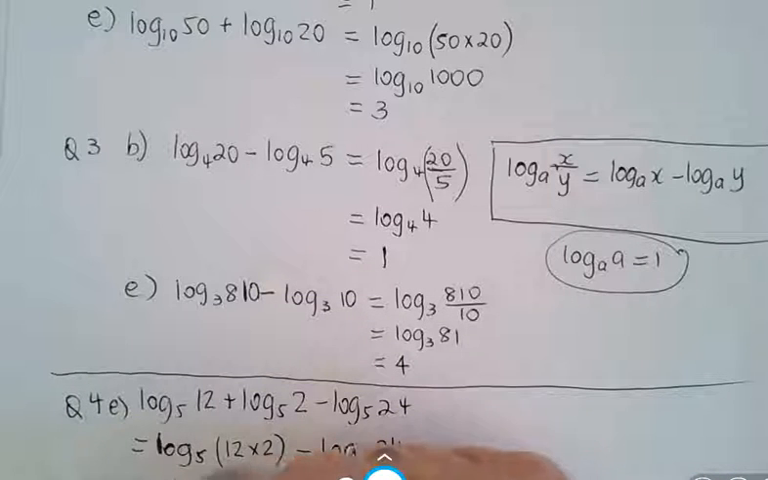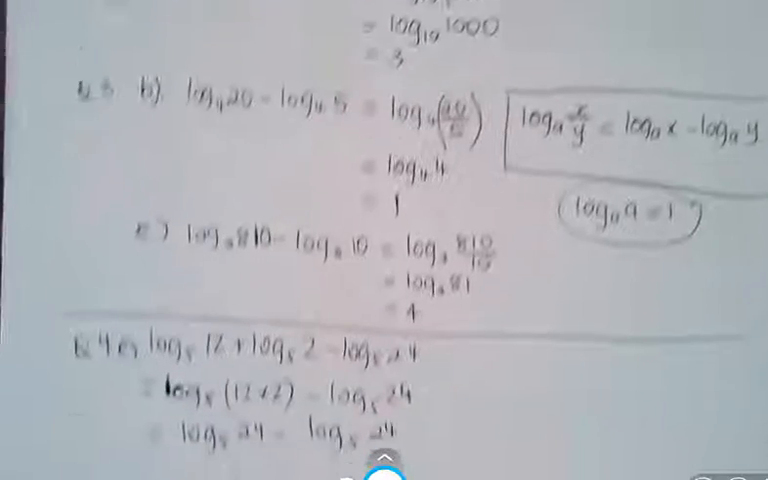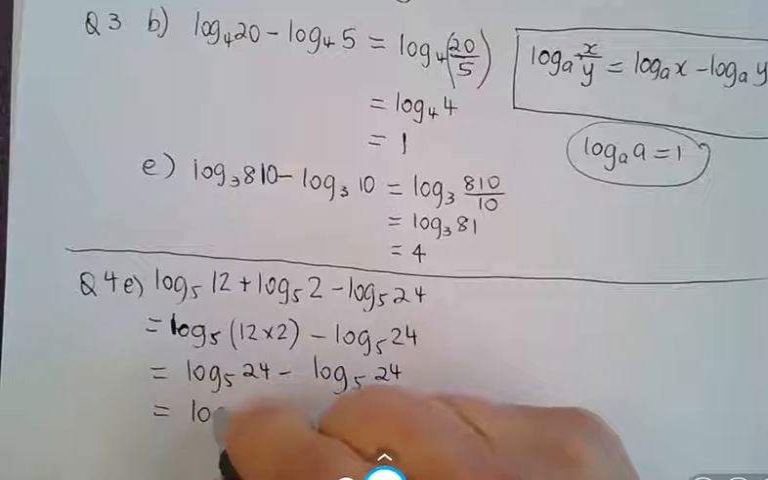Oh, interesting, this one. So you've got log to the base 5 of 24 minus log to the base 5 of 24. You actually don't even need to use log laws for that, but you can if you want. What's something minus itself? 0, but let's do it with log laws. Something take away itself is 0. But let's do it with log laws. How do you do this with log laws?